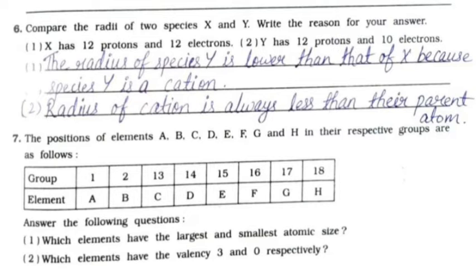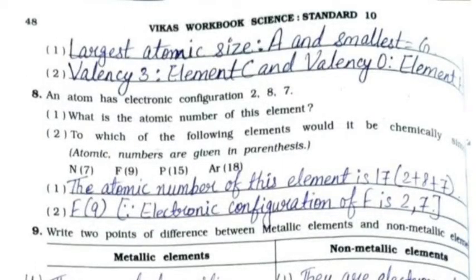Seventh question, the positions of elements A, B, C, D, E, F, G and H in their respective groups are as follows. So you need to answer the following questions. First question is, which elements have the largest and smallest atomic size? And second, which elements have valency 3 and 0 respectively? So largest atomic size is A and smallest is G. Valency 3 is element C and valency 0 is element A.